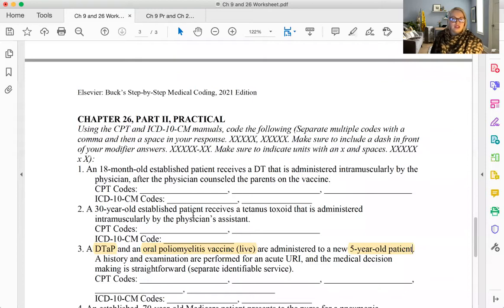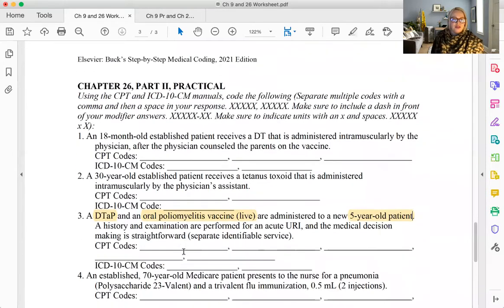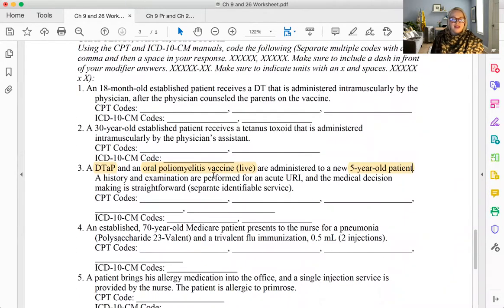So in your worksheet, we had here a DTaP with an oral poliomyelitis vaccine live administered to a 5-year-old patient. Additional information that actually goes into the E&M: history and exam are performed for an acute URI and medical decision-making that is straightforward. This is identified here because technically for the entire service, you would bill for both the E&M and the vaccination and administration.